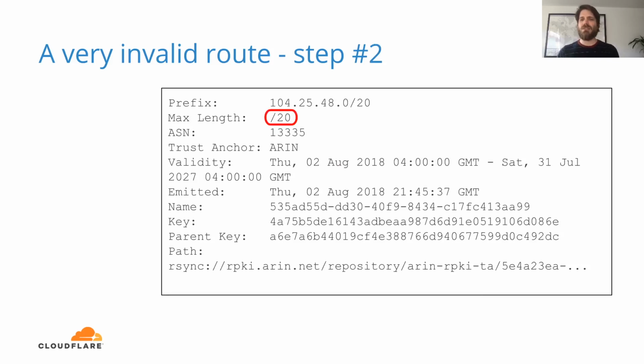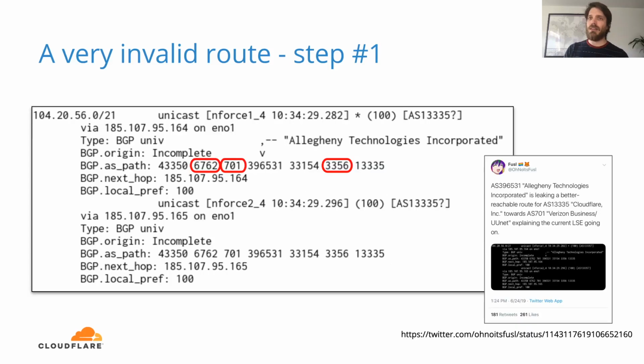But there's something else very wrong, and this is going to be part of the main talking point of this talk. If you look at the ROA that Cloudflare has signed for one of its prefixes, you see that we've signed it for a /20. If you look back at the previous slide, I tried to bring your attention to the fact that the route we're seeing here is a /21.